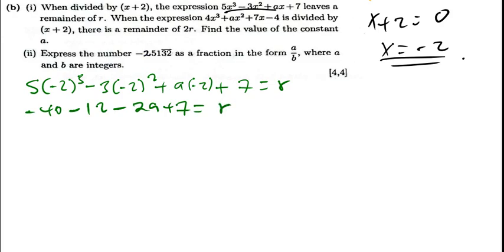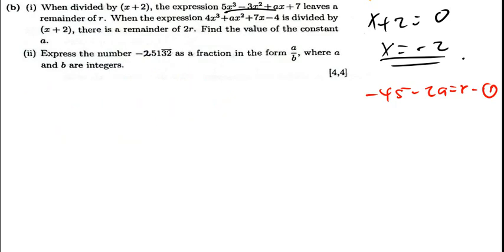So I can now simplify this. Negative 40 minus 12 plus 7. Okay, so if you start with it, that is going to give you negative 52. Negative 52 plus 7 should be negative 45. So negative 45 minus 2a being equal to r. Allow me to leave this one here. We call it equation 1.